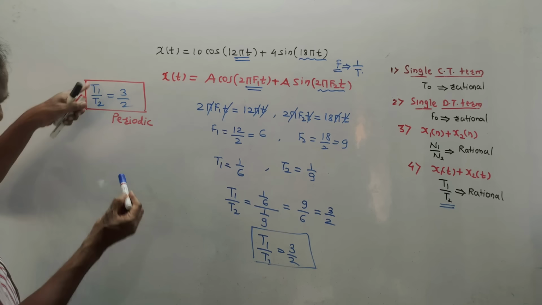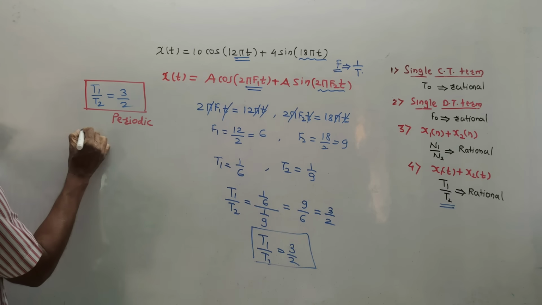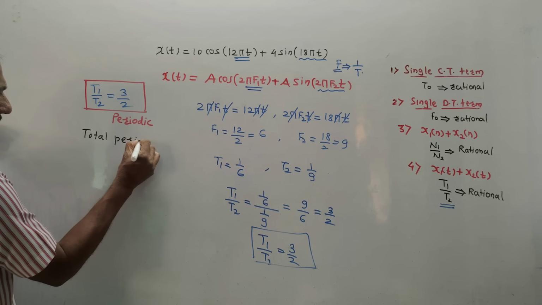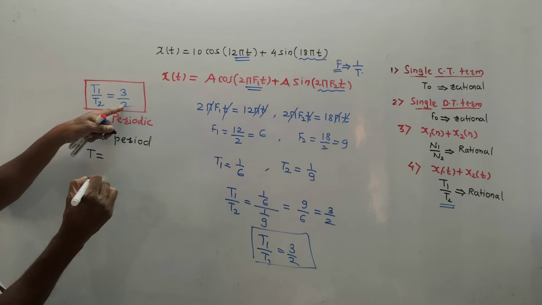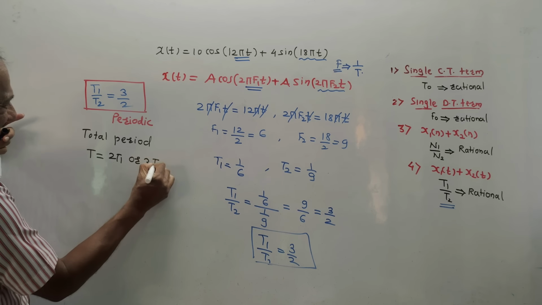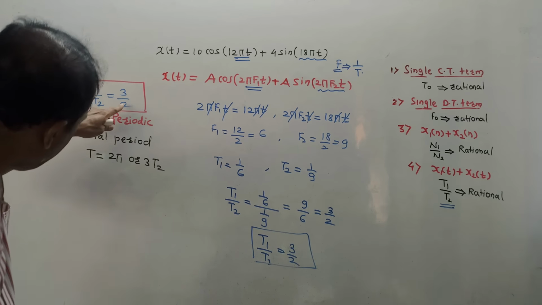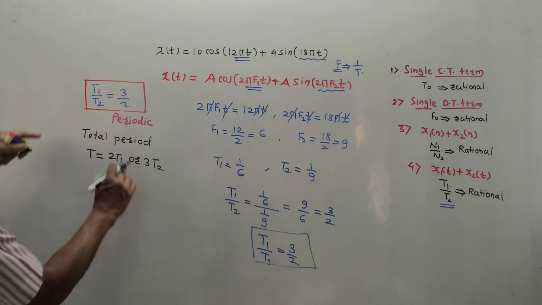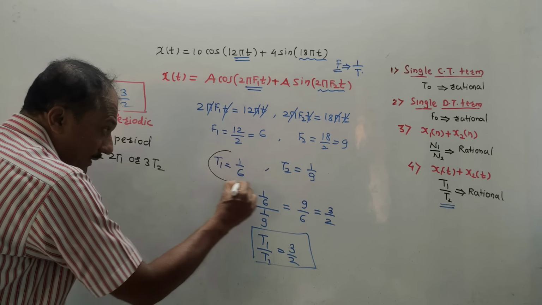How to do it? Take cross multiplication. So write it like this. The total fundamental period, I will write it like this. Total period or total fundamental period, capital T, is equal to, take cross multiplication, it is 2T1 or 3T2. Very simple. Total fundamental period is denoted by capital T. Take cross multiplication of the earlier equation, it is either 2T1 or 3T2.